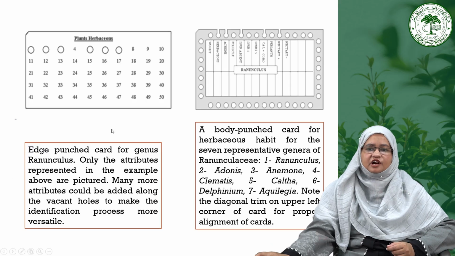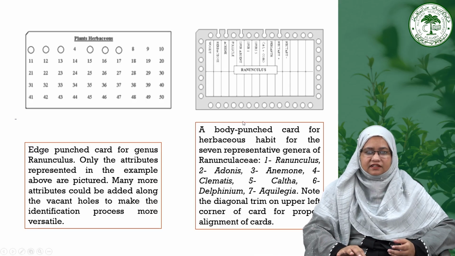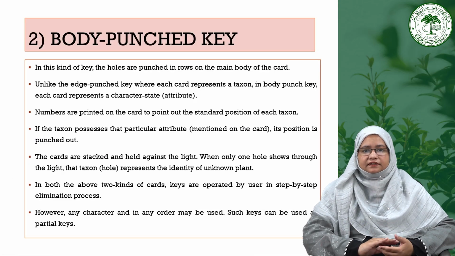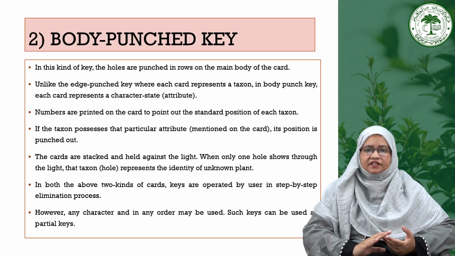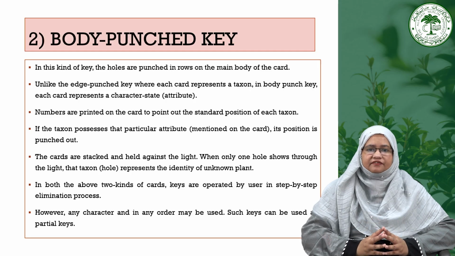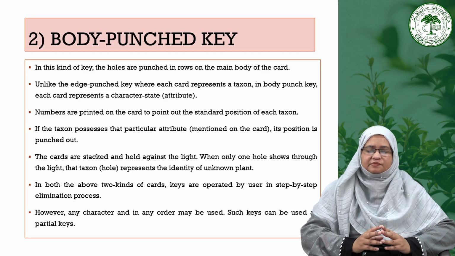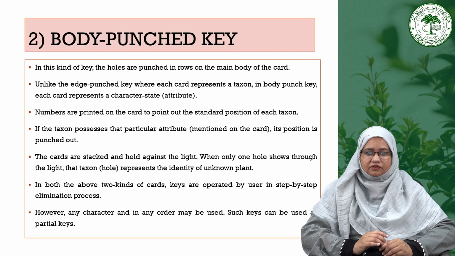And the next one is the body punch card, which we can see in the next slides. In this kind of key, the holes are punched in a row on the main body of the card, unlike the edge punch card where each card represents a taxon. So in the body punch key, each card represents a characteristic, that is the attribute, and the numbers are printed on the card to point out the standard position of each taxon.